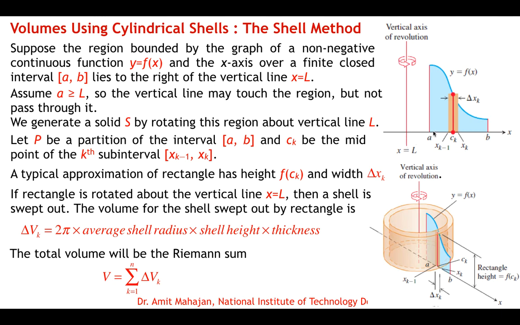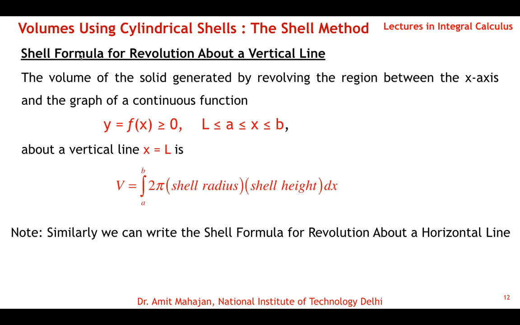Okay, so L is less than A is less than B, and then we can calculate the volume by this formula. Shell formula for revolving about the vertical line will be based on conditions that y is equal to f(x) has to be non-negative, and this plane area between the x-axis and f(x) from A to B is rotated about a vertical line, that vertical line lies to the left of A or at most at A. Then the volume can be calculated by this formula: integral from A to B of 2 pi times shell radius times shell height dx.